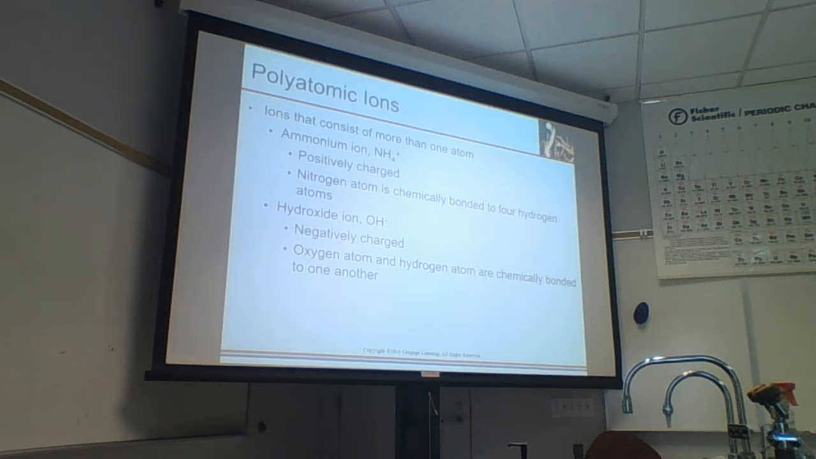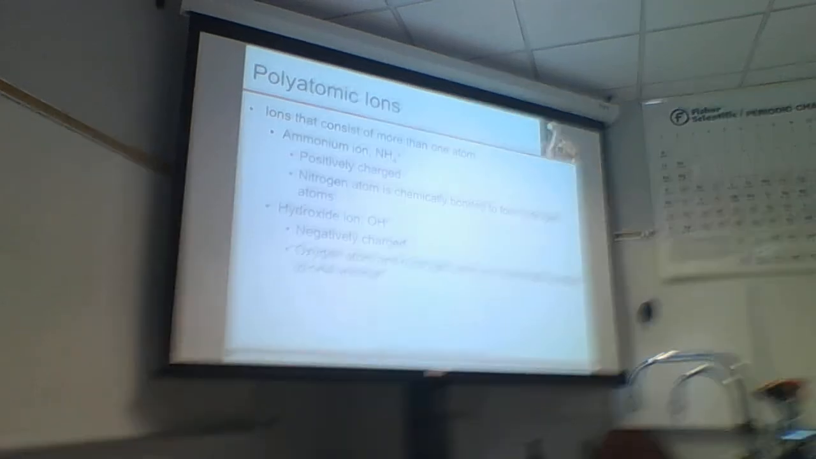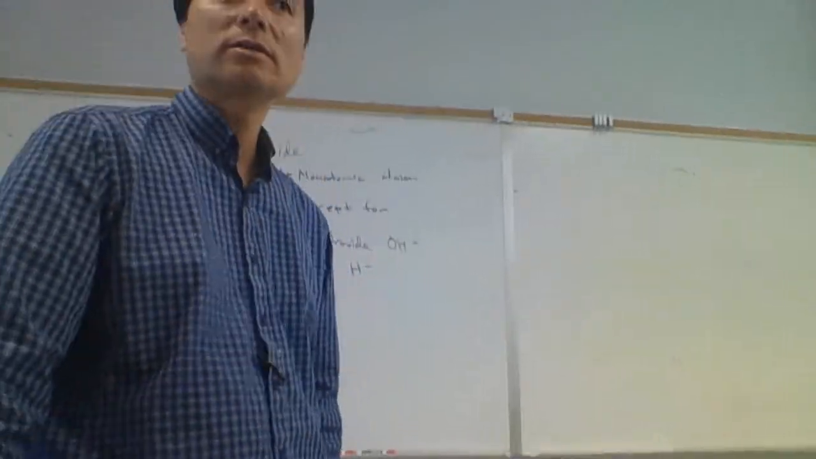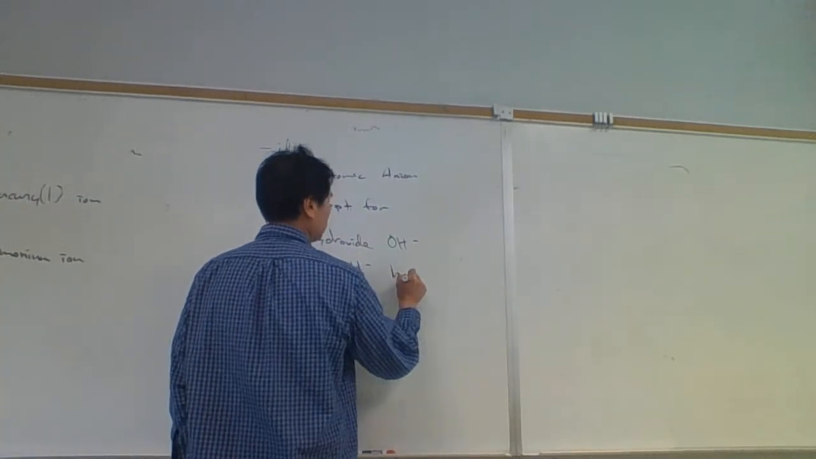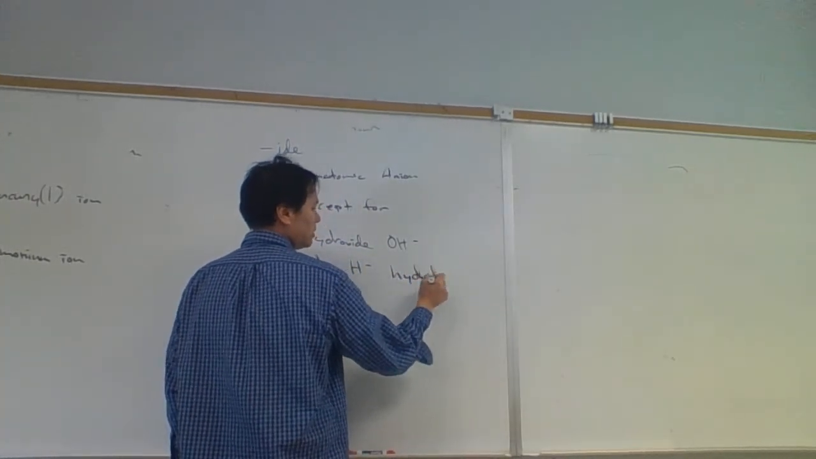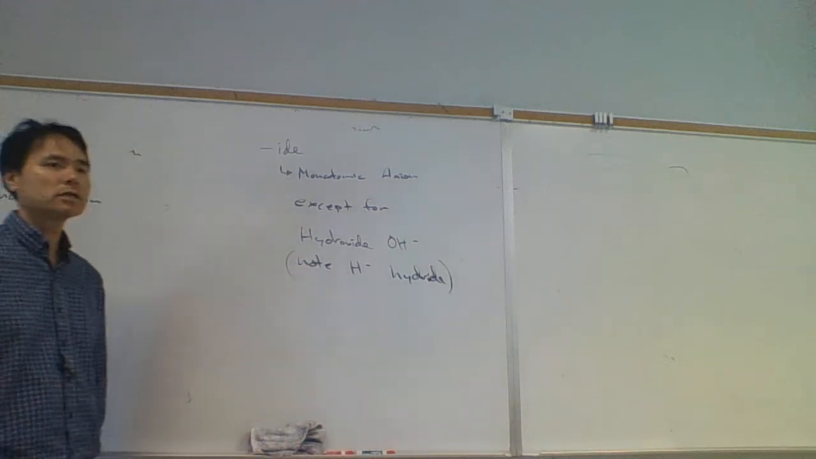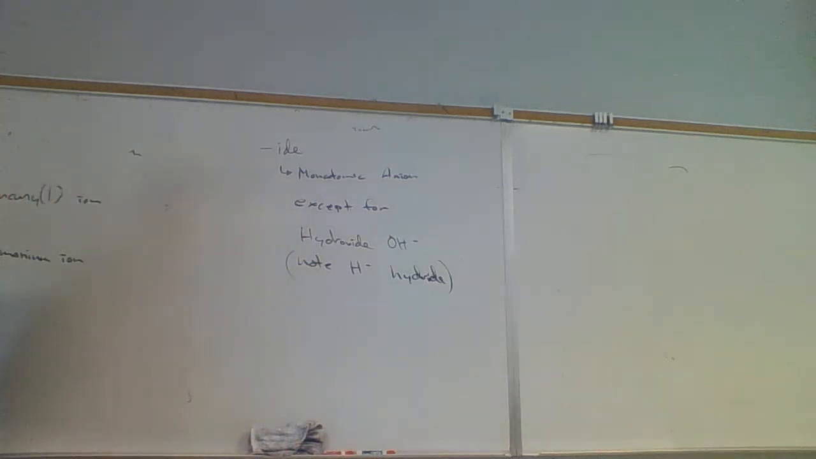Hydroxide. You would think, oh okay, hydroxide, that must be hydrogen as an anion, right? But it's not. Hydroxide, you have to memorize it. Hydroxide is OH minus. Note, what would H minus be called? H minus is not called hydroxide. H minus is called hydride, like nickel metal hydride batteries or something. It's hydride, not hydroxide. Hydride, monatomic, hydroxide, polyatomic.